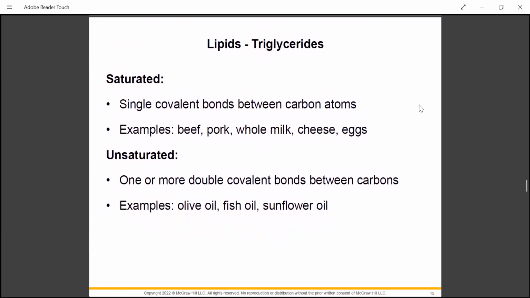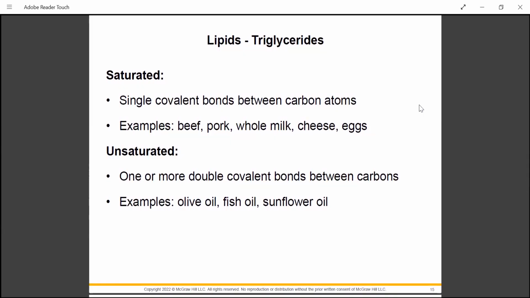So let's talk a little bit more about triglycerides. We can break these down further into a saturated group and an unsaturated group. And what saturated means is that we have single covalent bonds between our carbon atoms. And saturated fats are typically going to be the ones that you think of as solid at room temperature. So your meat, fat, beef, and pork, butter would be considered a saturated fat. Cheese falls into this category. Eggs.